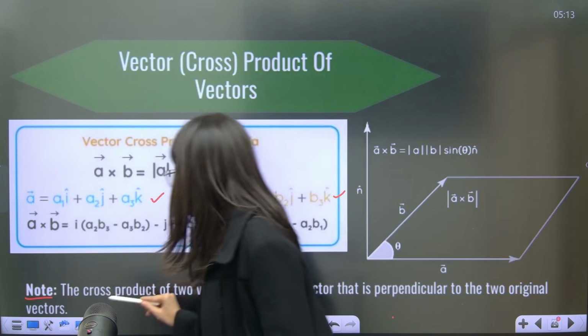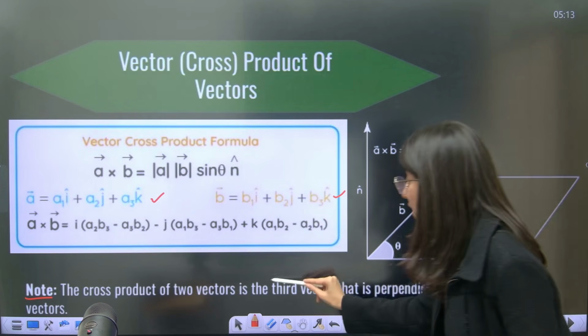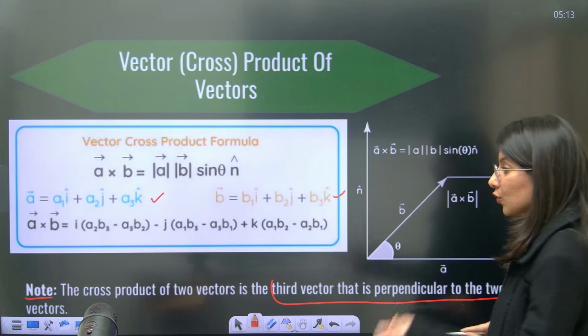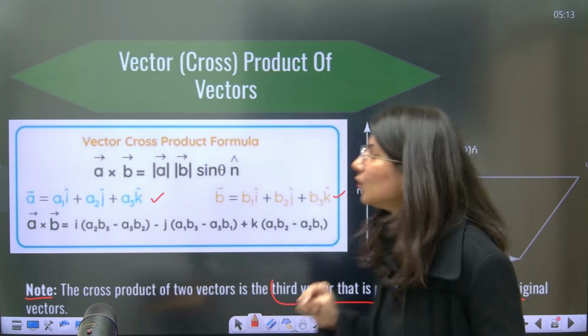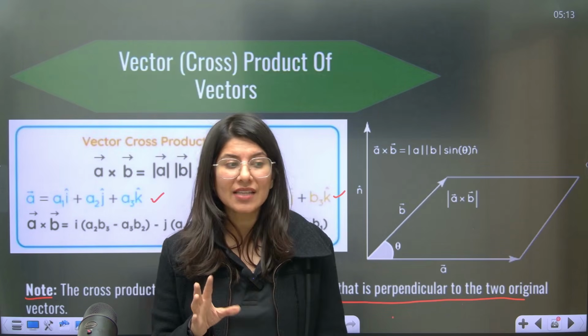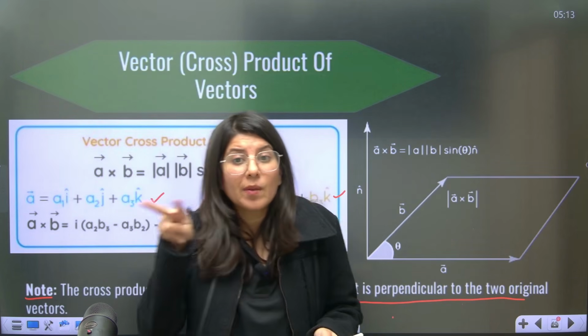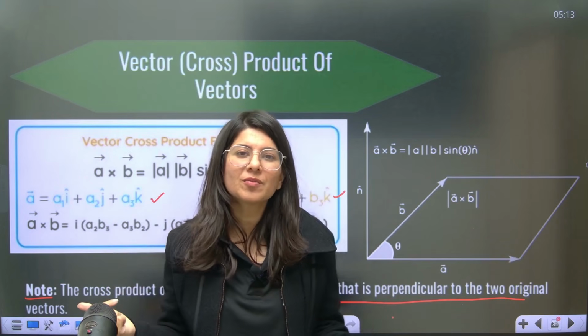Note, the cross product of two vectors is the third vector perpendicular to the two original vectors. That means, suppose the question is asked to find a vector which is perpendicular to two given vectors, you know the answer. You have to take the cross product between them.